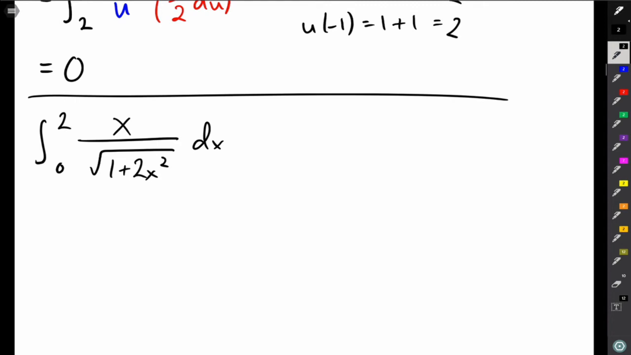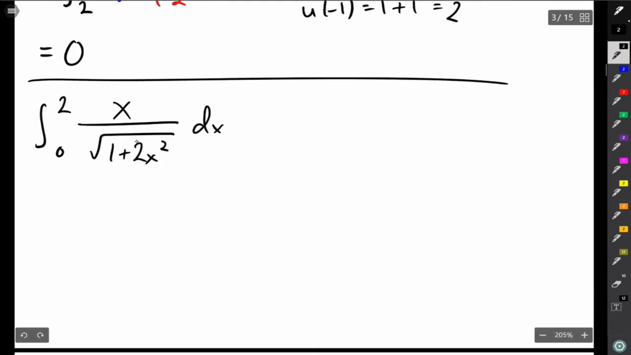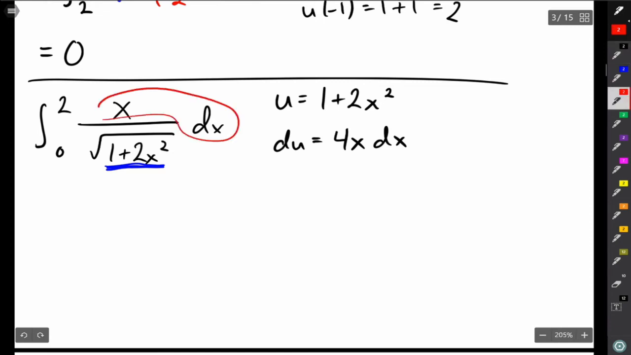Right? So here, the part of it that looks like a composition is the square root with the stuff on the inside. So what we're going to do is pick the stuff on the inside of this square root to be our u. Okay? And then we do our usual business, compute du. Du is going to be 4x dx. Here we have an x dx. Here we have an x dx. So we can rewrite our integral.